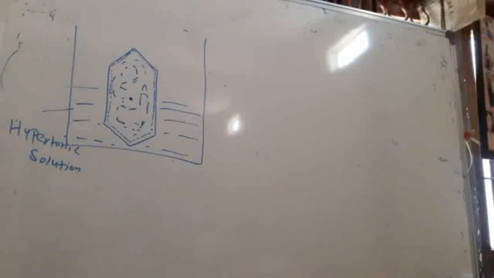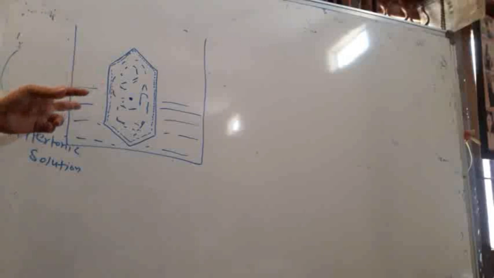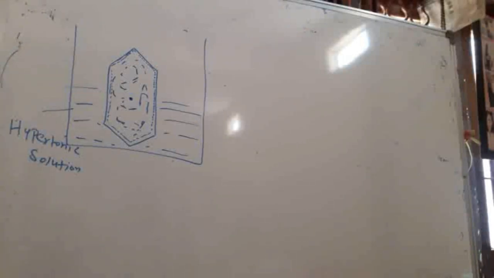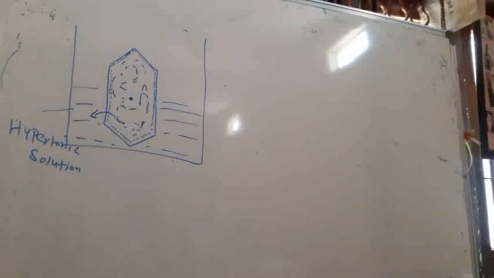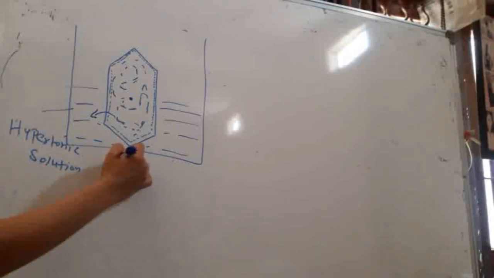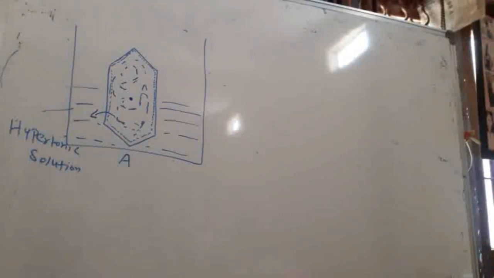So what will happen? Since we know the nature of a hypertonic solution, water from the cell will come out in the hypertonic solution. So water will come out, since most of the content of the cytoplasm is water. So from the cytoplasm the water will come out. So this is the first beaker. Let us see what will happen after that.